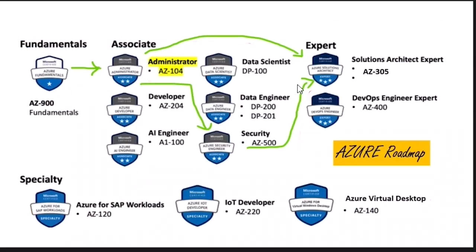So if you see the Azure certificates, these are all the various Azure certificates available. Here you can see fundamental. So you can see this is a fundamental exam, AZ-900. If you completed this exam, then you can take this one, Azure Administrator AZ-104. Once you completed this Azure Administrator exam, you can directly go and take the Solution Architect Expert exam AZ-305.